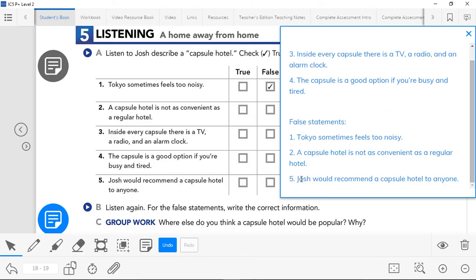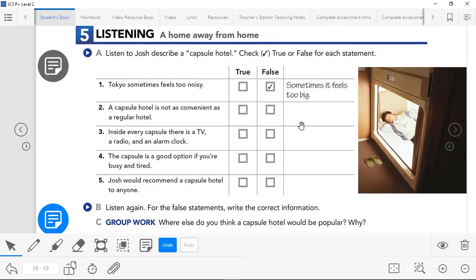And these other 3 are false statements. Tokyo sometimes feels too noisy. And a capsule hotel is not as convenient as a regular hotel. Josh would recommend a capsule hotel to anyone. These are false. But what is the correct then?